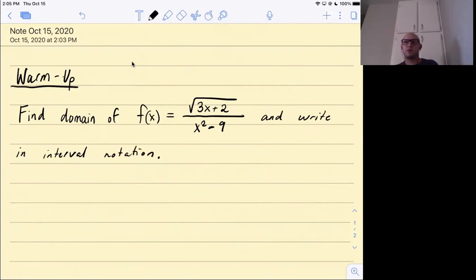Okay. So try this one for a few minutes, and then when you got the answer, just message me in chat and we can go over it.